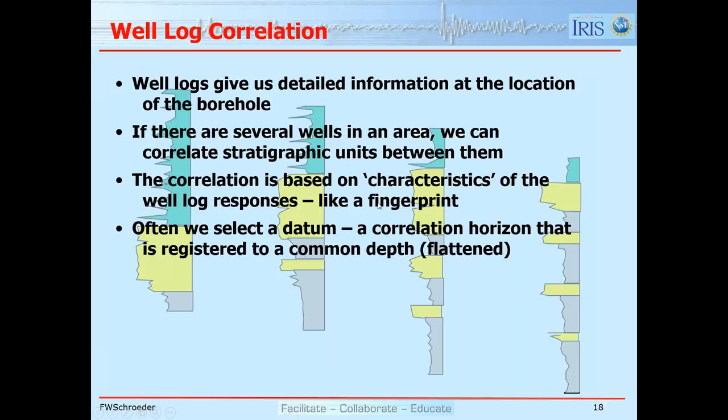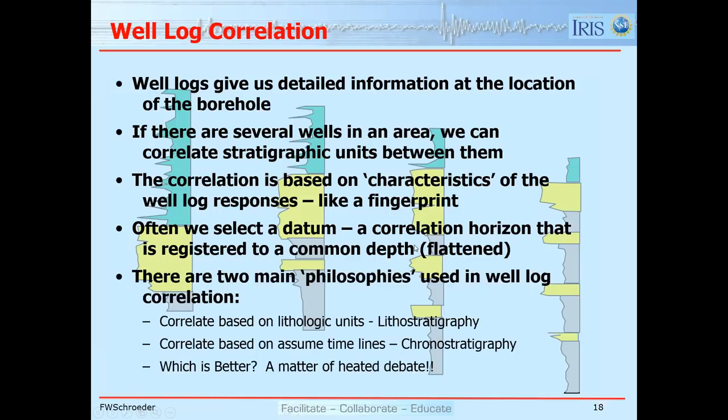Often we select a datum, and that's to try to correct for post-depositional structuring and tilting. And so we'll figure out something that we think was at a common depth, and then we'll flatten the other well logs based on that assumption of a particular unit at time of deposition being nearly horizontal.